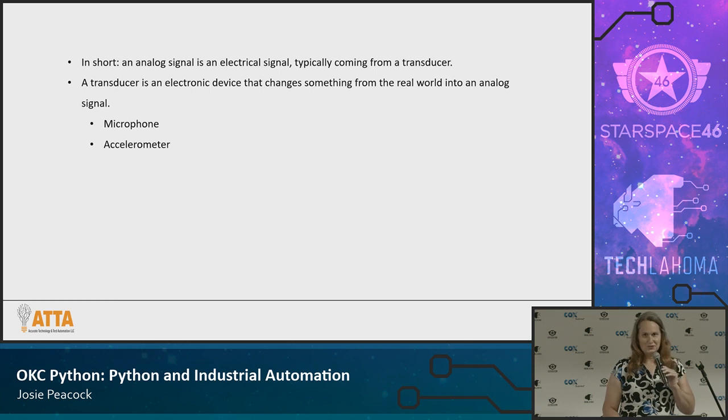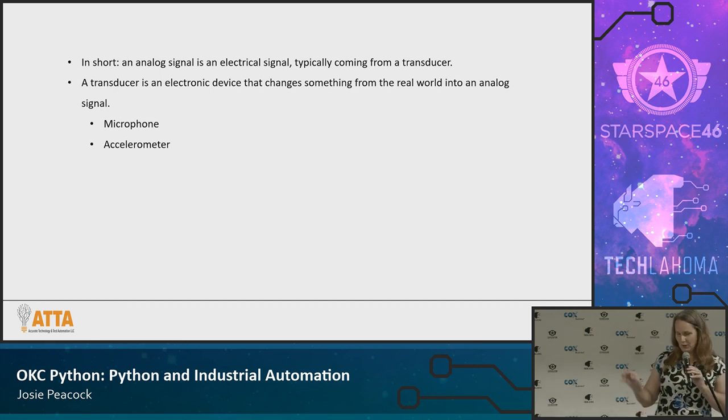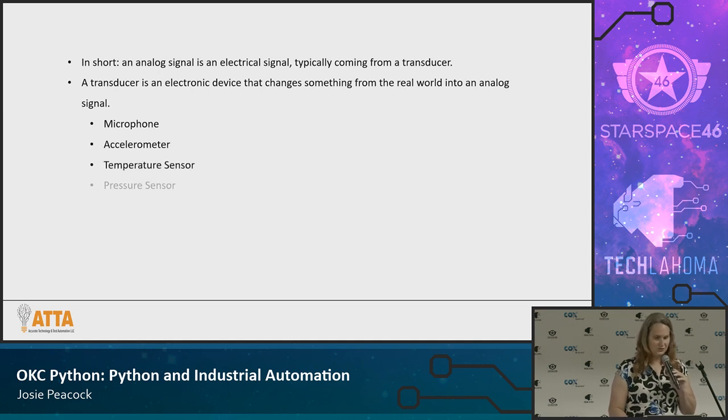There we go, got a few accelerometer people, which basically it's a microphone, only you put it on a machine and it reads vibration, which vibration analysis is a whole nother fun thing that you can do with fast Fourier transformers and everything else in Python, which I'm still looking forward to the day I get to play with that. Temperature sensors, pressure sensors, torque sensors, kilowatt transducers.